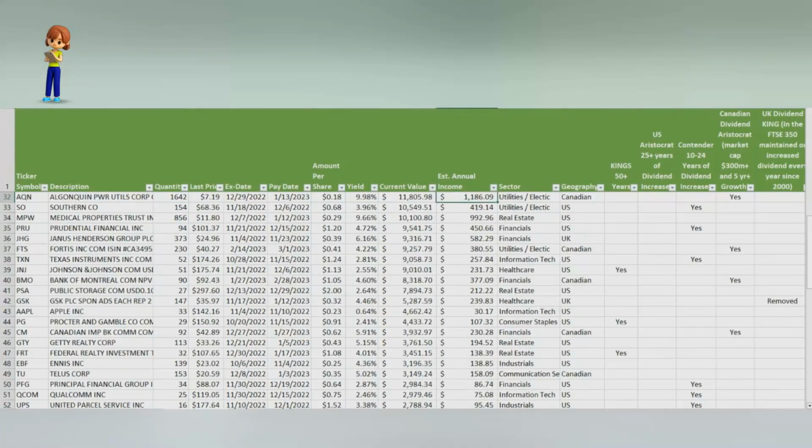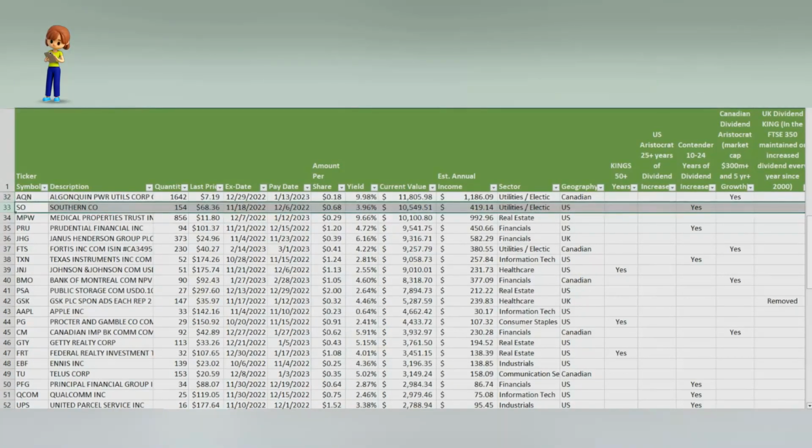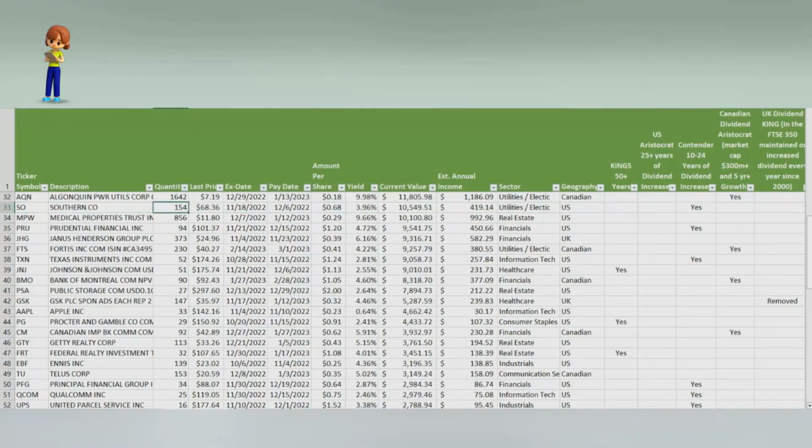AQN is generating almost $1,200 a year, and in the past has been a Canadian dividend aristocrat. Next, I have another power company in the southern United States. There's 154 shares here, generating about $400 a year.